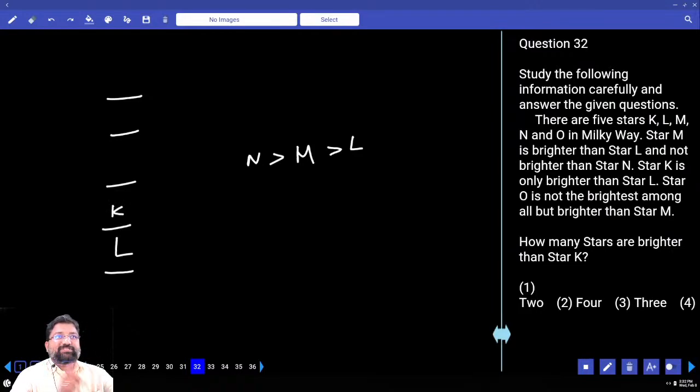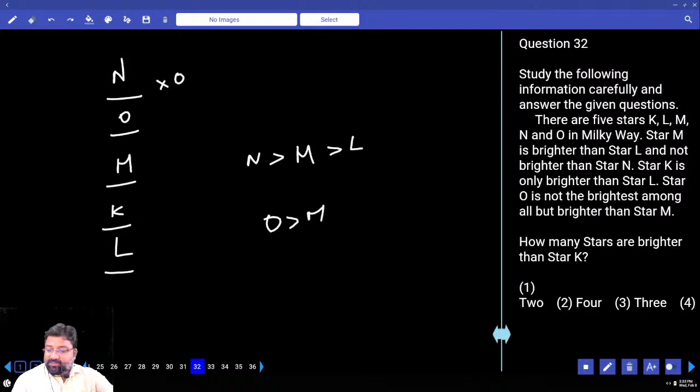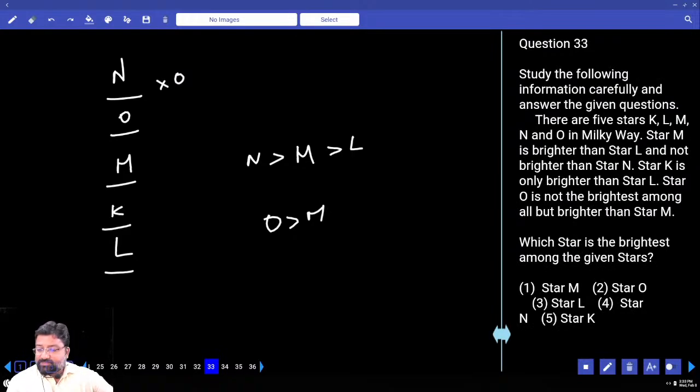After K there is only one star, and that is L. Star O is not the brightest among all. O is not the brightest but brighter than M. This is not the first place for O, but it is brighter than M. Can I put O here? No, because O is brighter than M. So this is O, this is M, 1 is N. How many stars are brighter than K? 3. Next. Which star is the brightest among the given stars? N.